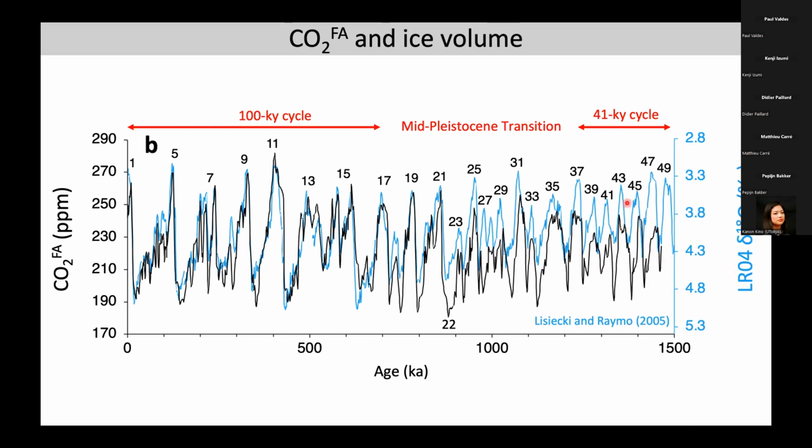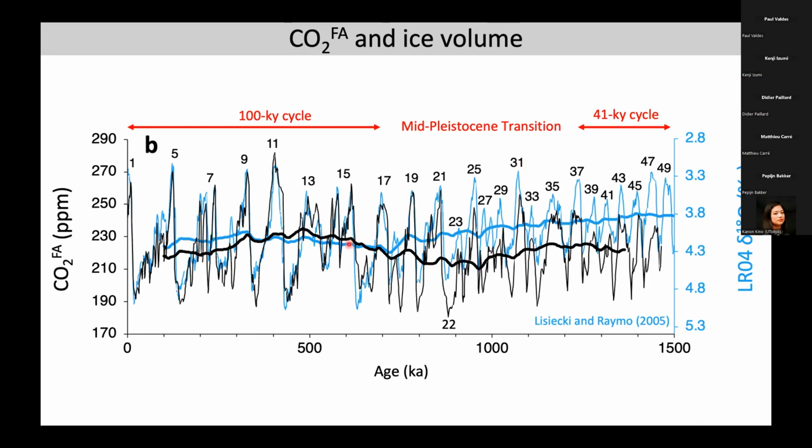The cyclicity changed from the 41,000 year cycle to 100,000 year cycles across the mid-Pleistocene transition. So this covariation suggests that the CO2 and continental ice were tightly coupled on orbital time scales.